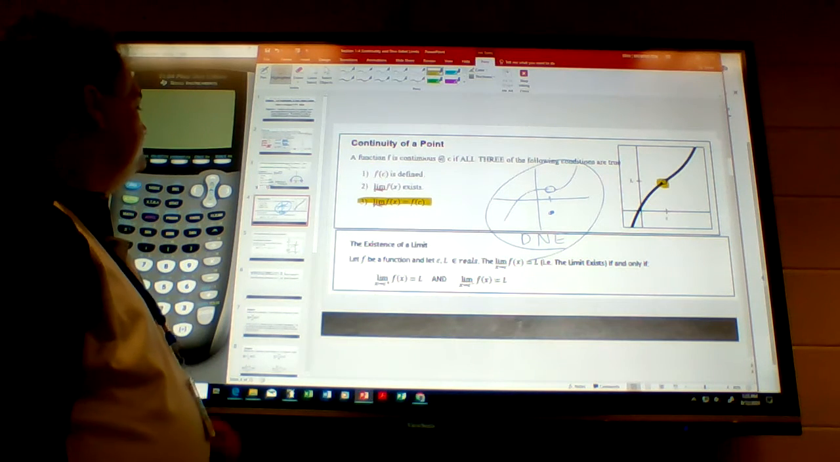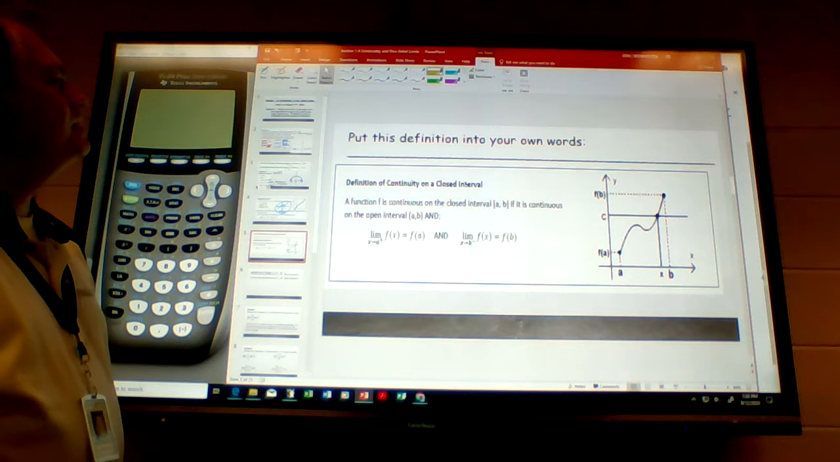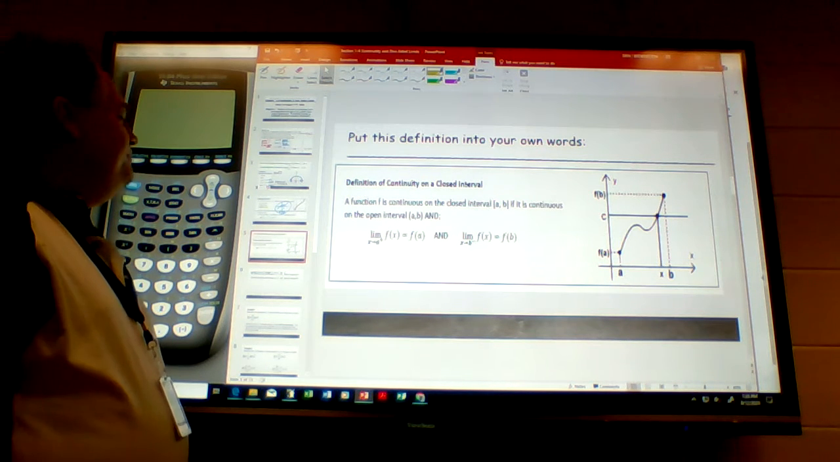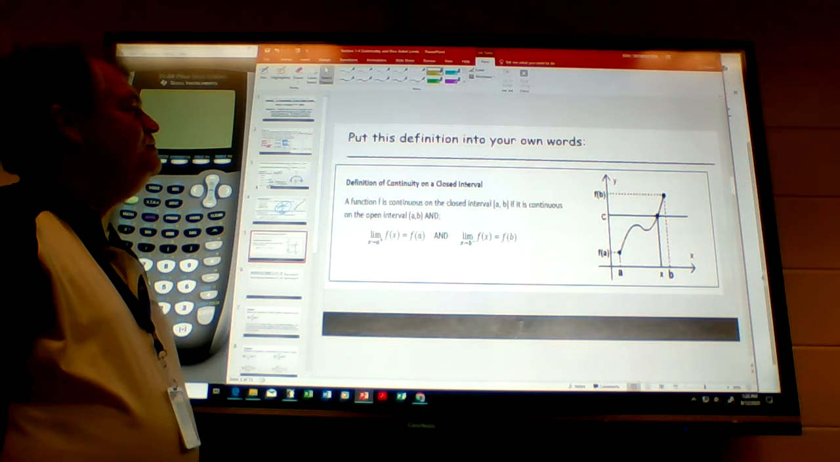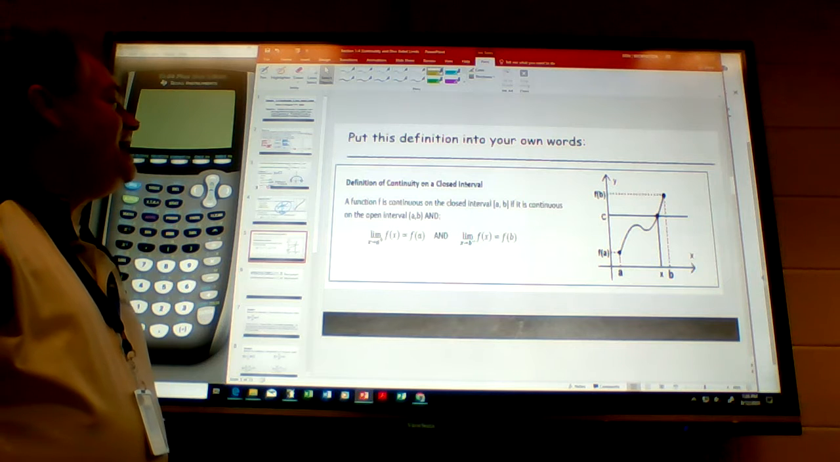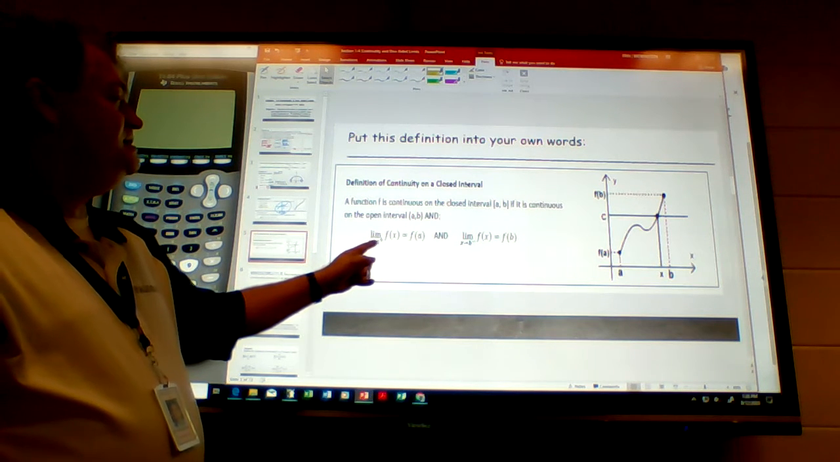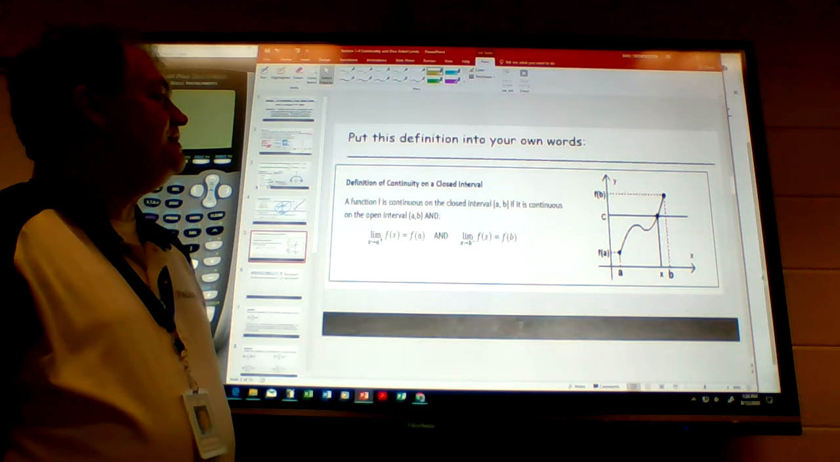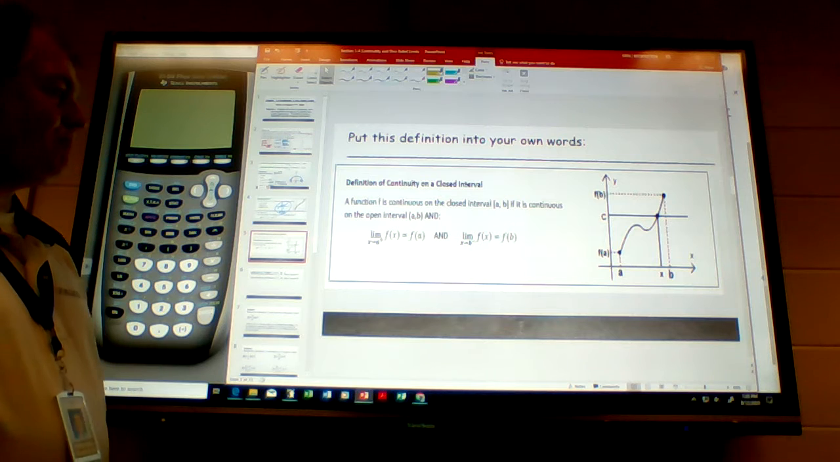All right. Now, put the definition in your own words. I'll read it through for you. A function is continuous on a closed interval from a to b if it is continuous on an open interval from a to b, and the limit from the positive side and the limit from the negative side are both going to be equal to one another.